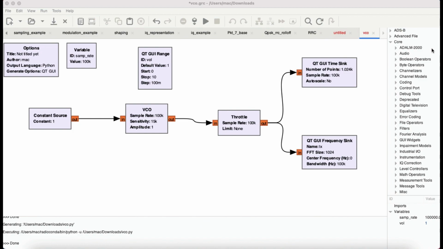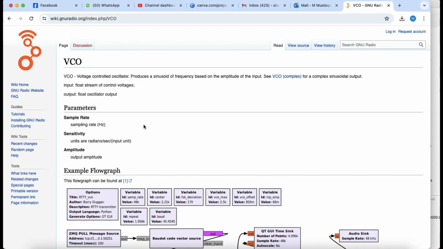Why have I chosen VCO? Because when we're about to implement and make an FM generator circuit on breadboards or on PCB, the chip that is required is a PLL chip which contains a VCO. VCO is actually part of the PLL chip. So what VCO is, is a voltage control oscillator. So let's quickly look at the voltage control oscillator.